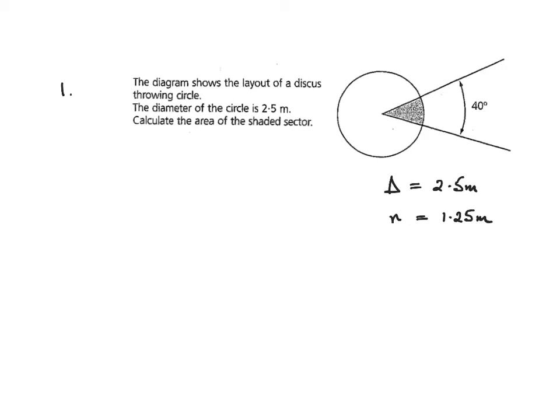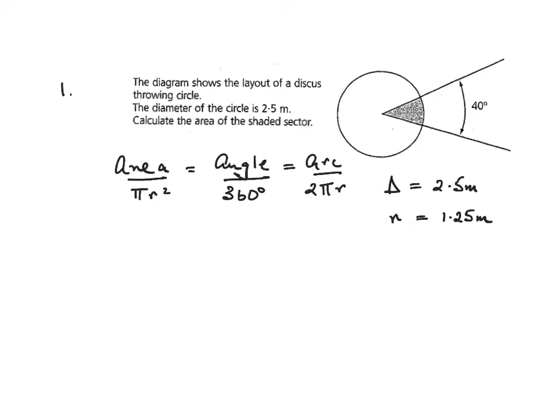Now, remember the formula: area over pi r squared equals angle over 360 degrees equals arc over 2 pi r. So it's a three-part formula and we use two parts at any one time. Now this question is about area and we're given an angle. So the area is what we're trying to find.